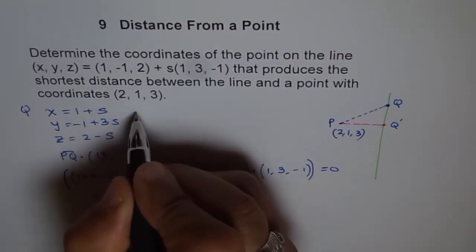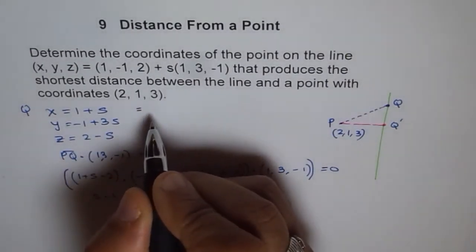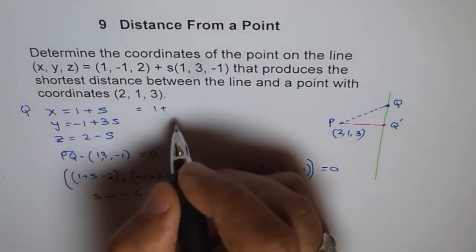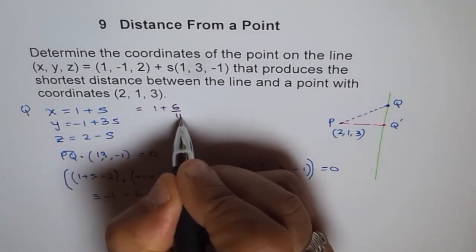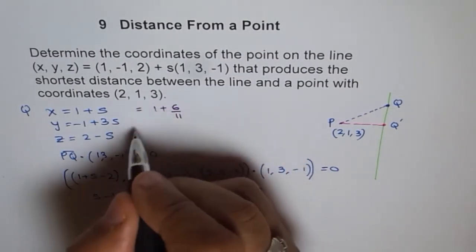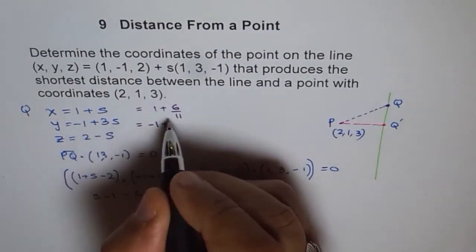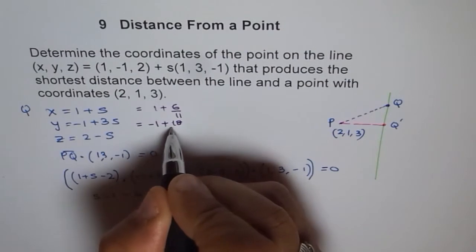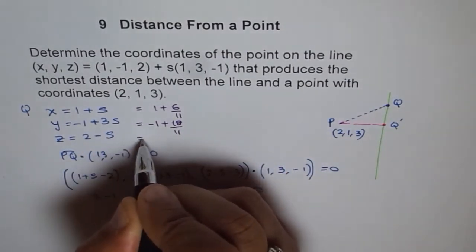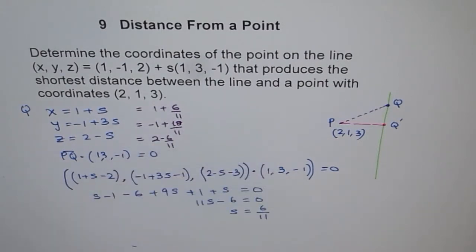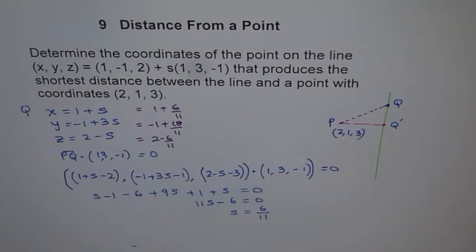6 over 11 we'll put here, so we'll say it is 1 plus 6 over 11. That is the value of x. Y is minus 1 plus 3 times 6 will be 18 over 11, right? And the z value will be 2 minus 6 over 11, right? So these are the values which we get for x, y, and z, correct?